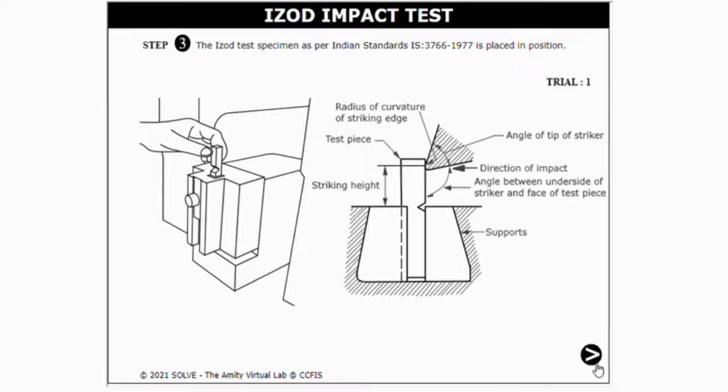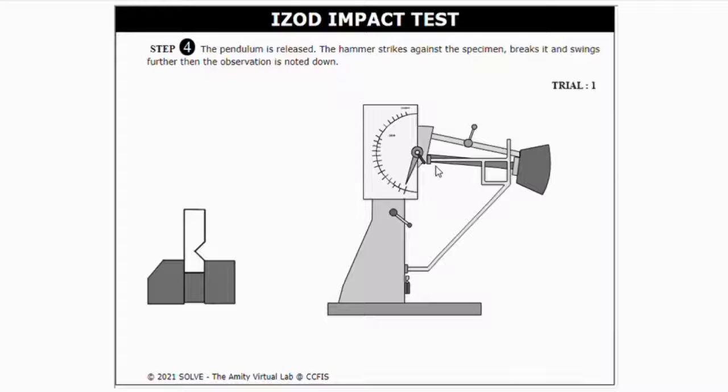Step 3. The Izod test specimen as per Indian Standard IS 3766-1977 is placed in position. Step 4. The pendulum is released. The hammer strikes against the specimen, breaks it and swings further, then the observation is noted down.